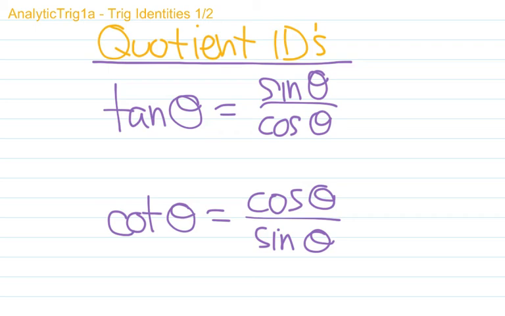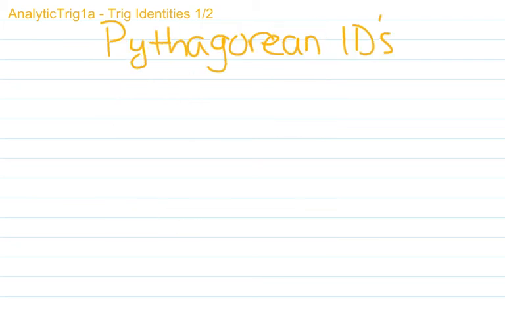But notice, when you divide sine theta by cosine theta, you're basically dividing opposite over hypotenuse by adjacent over hypotenuse. So the hypotenuses cancel each other off, and you get O over A, opposite over adjacent, which is tangent. All right, so those are those two, just hanging out by themselves, and we'll go to the final one for this video, the Pythagorean identities.